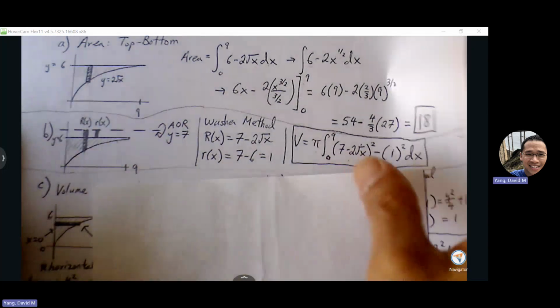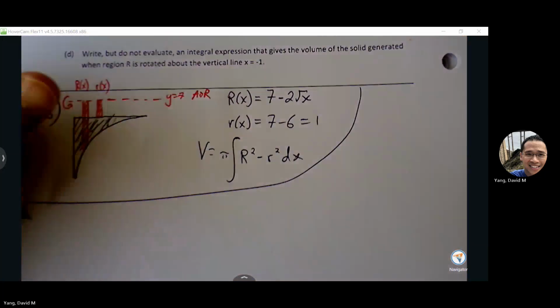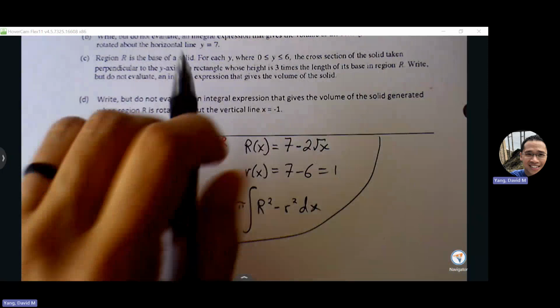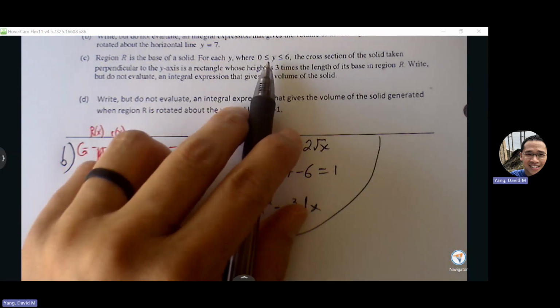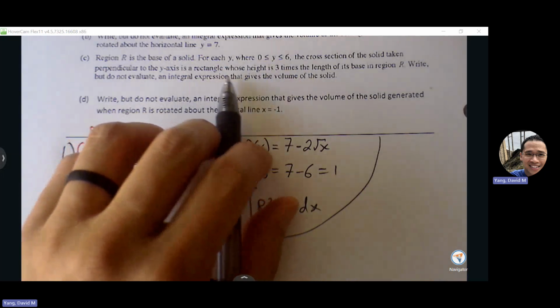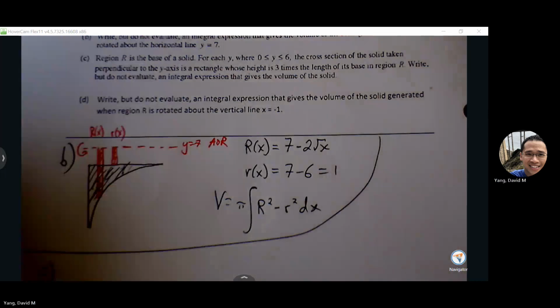Okay, part C. Region R is the base of a solid. For each y between the values of 0 and 6, the cross section of a solid taken perpendicular to the y-axis is a rectangle whose height is 3 times the length of its base. Write but do not evaluate an integral expression that gives the volume of the solid. So this is neither this method nor washer method. This is going to be volume by cross section.